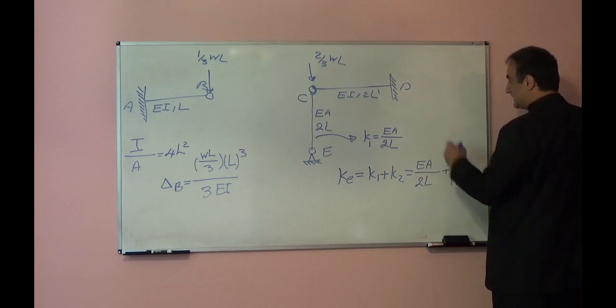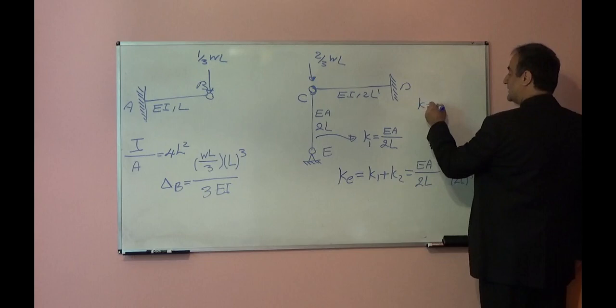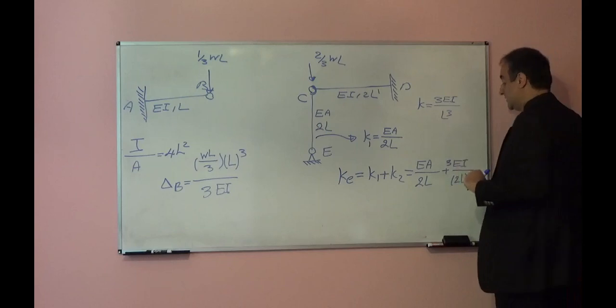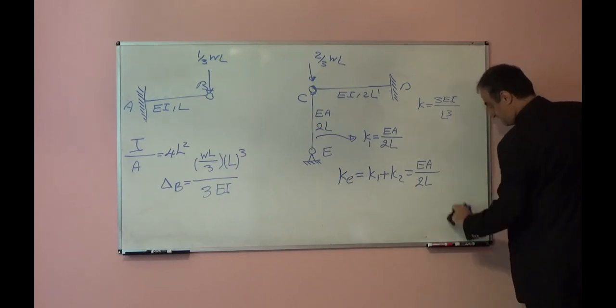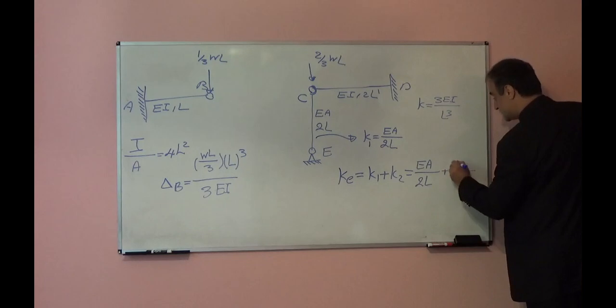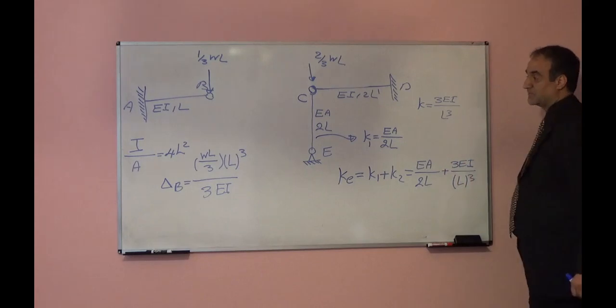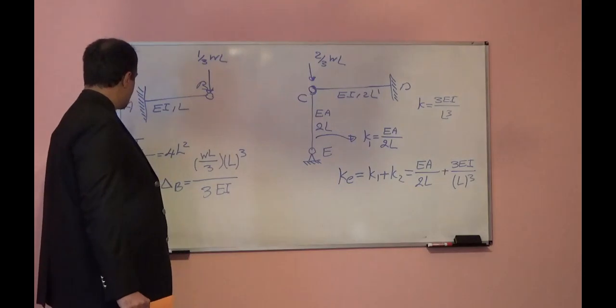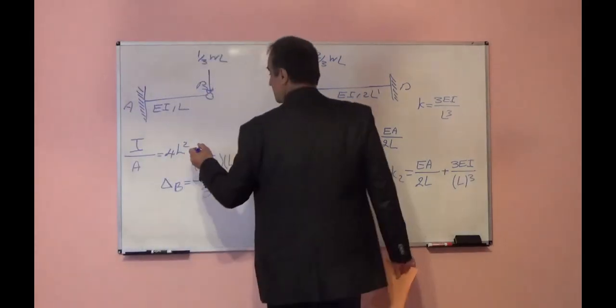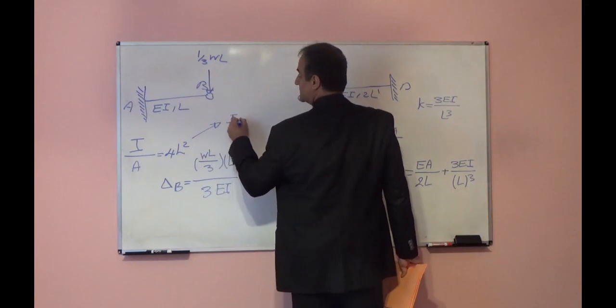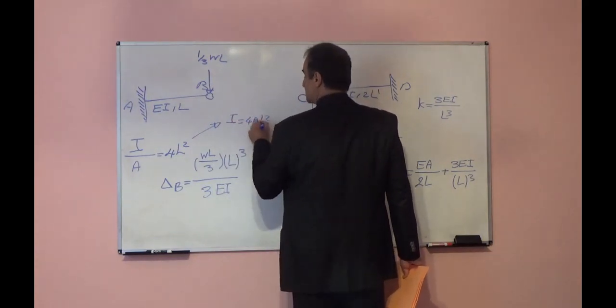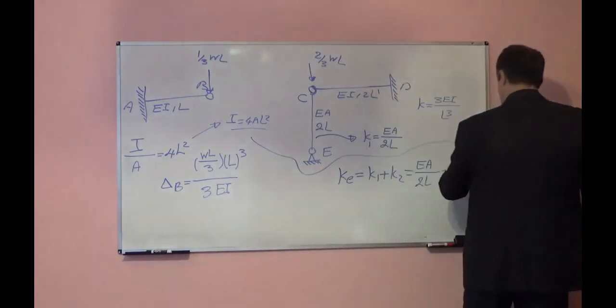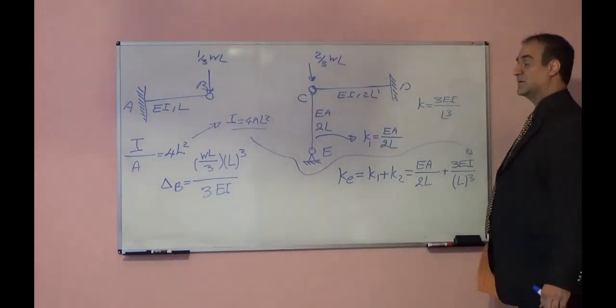3EI, stiffness for cantilever beam. I proved it here. It was 3EI over L cube. So it will be plus 3EI over L cube. Instead of A, you can plug in I over 4L squared, or you can put I equal to AL squared. Here, you can do that, so it will simplify your calculation.